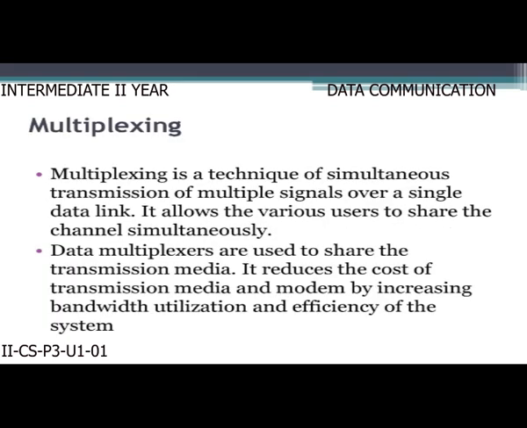Next topic, multiplexing. What is multiplexing? Multiplexing is a technique of simultaneous transmission of multiple signals over a single data link. It allows the various users to share the channel simultaneously. Data multiplexers are used to share the transmission media. It reduces the cost of transmission media and modem by increasing efficiency of the system.